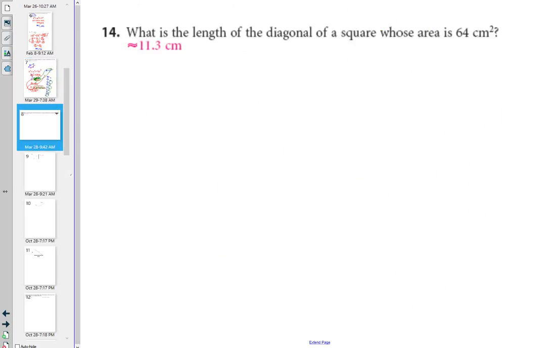What is the length of a diagonal of a square whose area is 64 centimeters squared? So now we're going backwards. They're giving us the area of a square, and then they want to know the length of a diagonal. Well, if I want to know the length of a diagonal, I would like to know the length of a side. The side of the square, Yesenia, is the same as the leg of a right triangle.